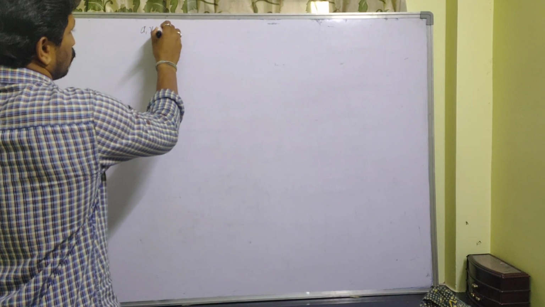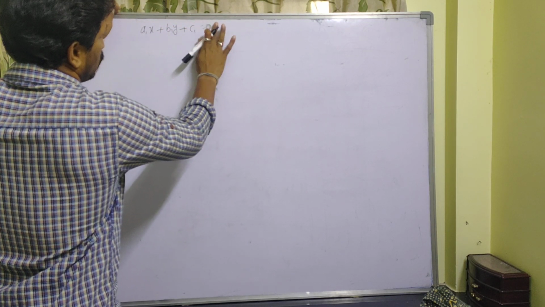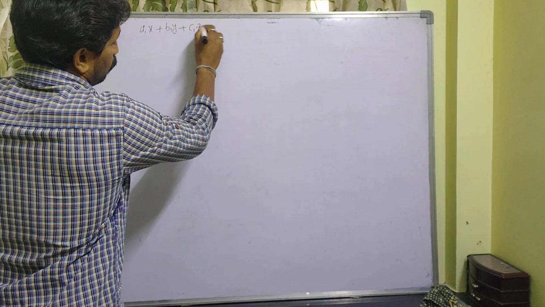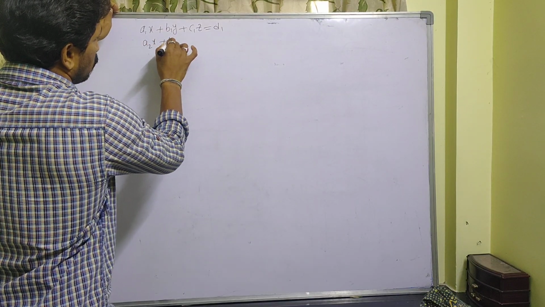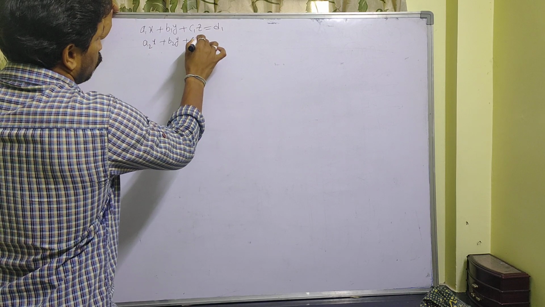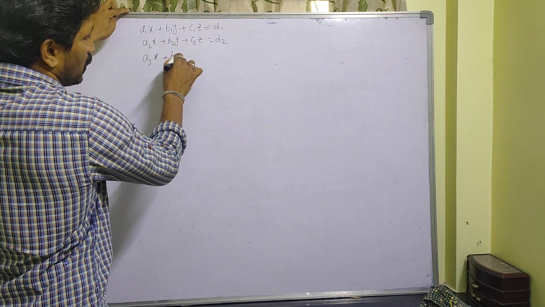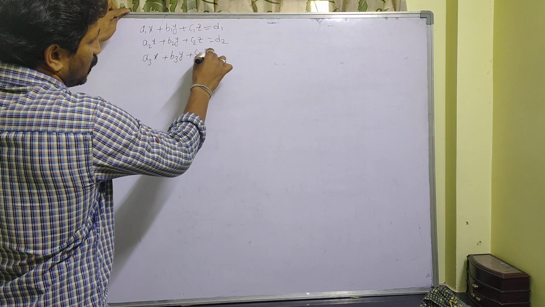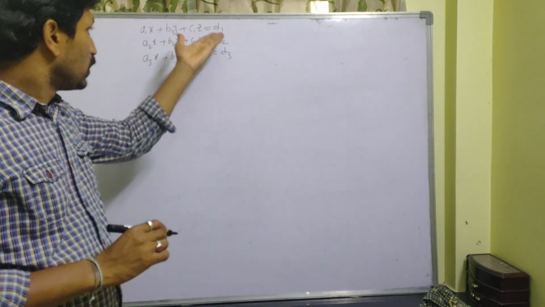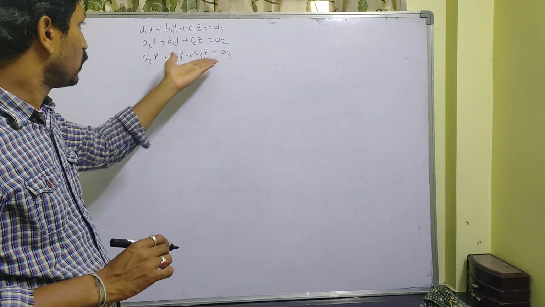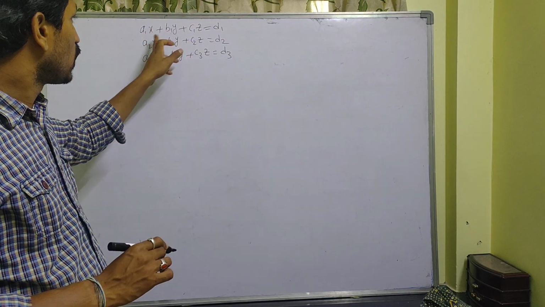Some a1x plus b1y plus c1z is equal to d1, a2x plus b2y plus c2z is equal to d2, a3x plus b3y plus c3z is equal to d3. These are the three equations in the system of non-homogeneous equations. Okay, so here three variables are there, x, y, z.